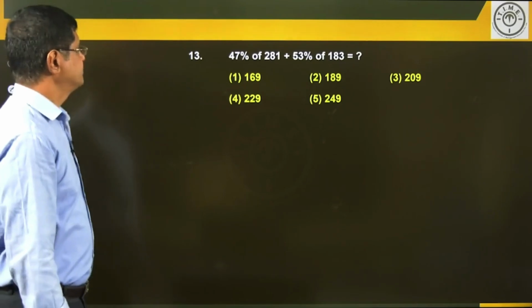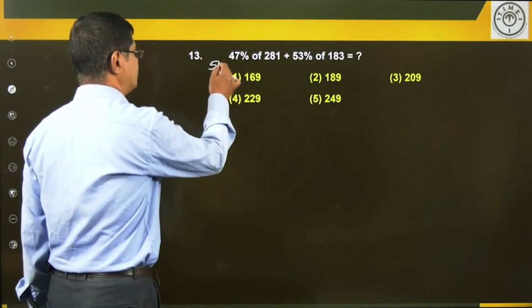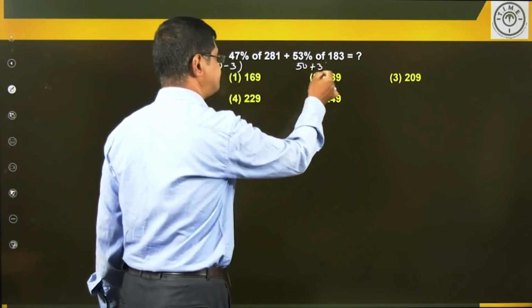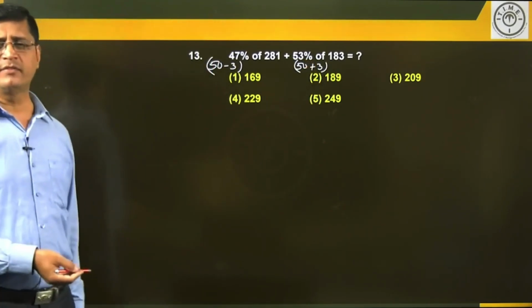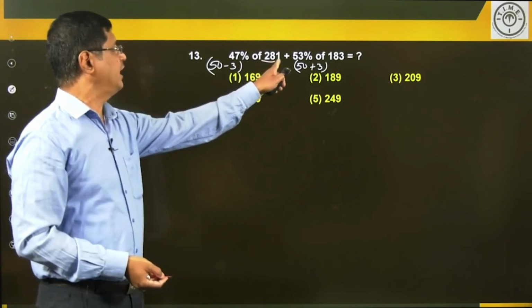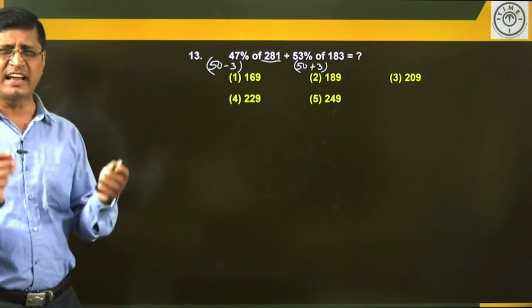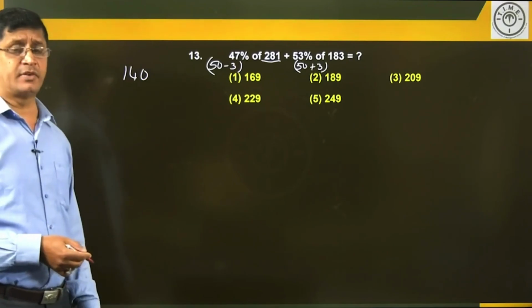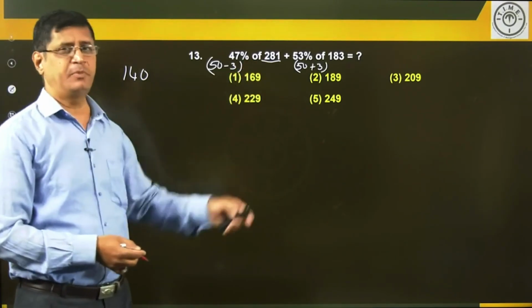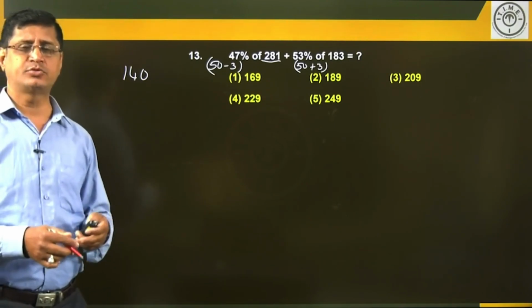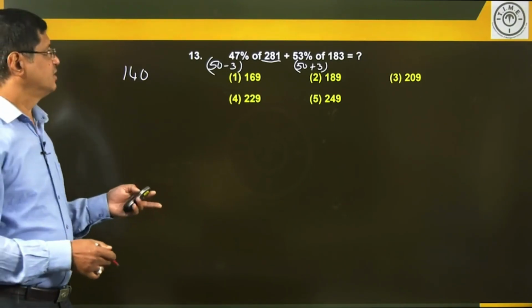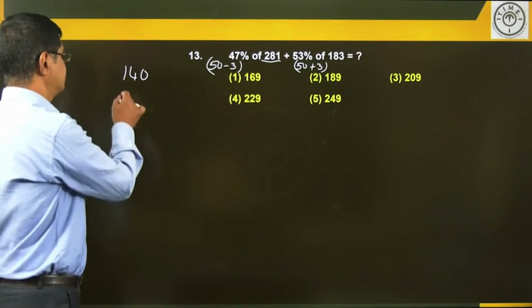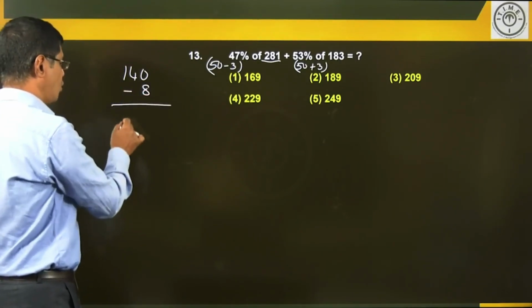47% of 281. 47% means I am using it as 50 minus 3. 53% means 50 plus 3. 50% means half of the value. How much is half of 281? 281, I am considering it as 280. Half of the value is equal to 140. 1% means 2.8. 3 times of 2.8. 3 times of 2 is 6, plus 2, that is 8. So subtract 8. The result is 132.